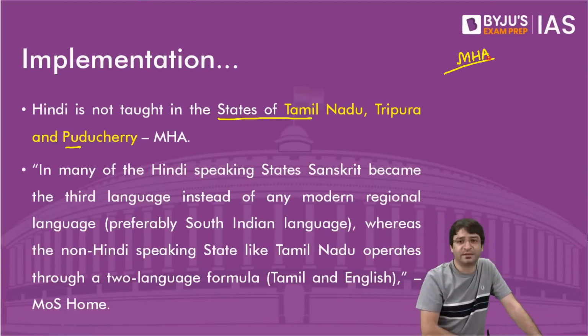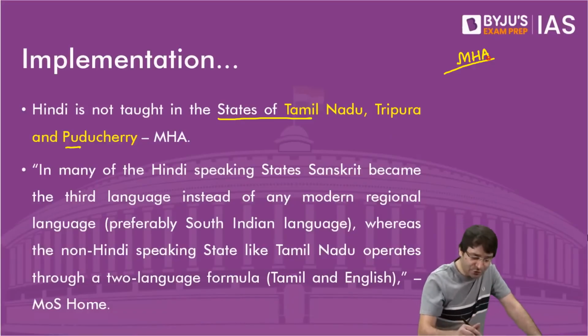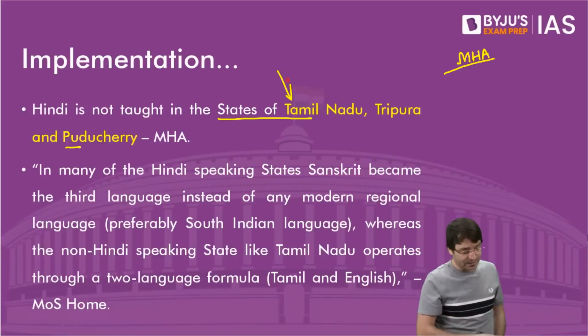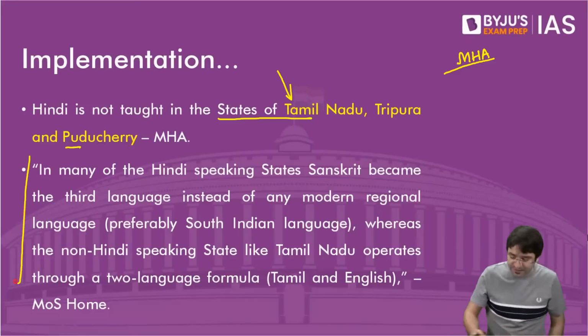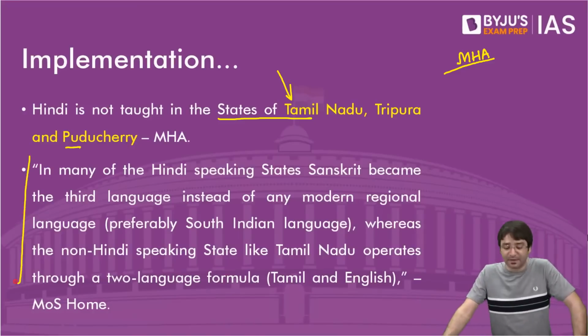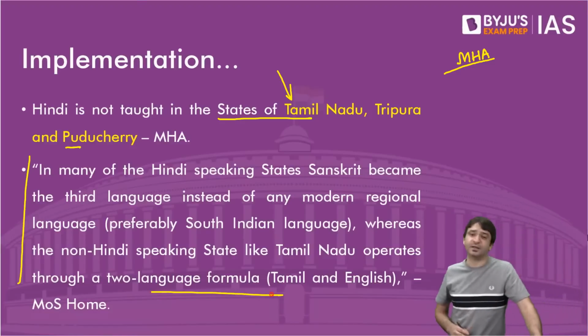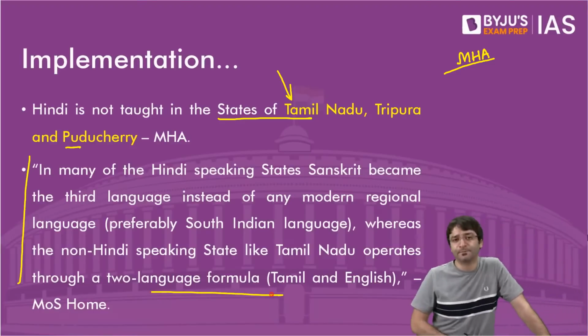And the Home Ministry has said that Hindi is not taught in the states of Tamil Nadu, Tripura, and Puducherry. In many Hindi speaking states, Sanskrit became the third language instead of any modern regional language, preferably a South Indian language. Whereas a non Hindi speaking state like Tamil Nadu operates through a two language formula, Tamil and English, says the Ministry of Home Affairs.